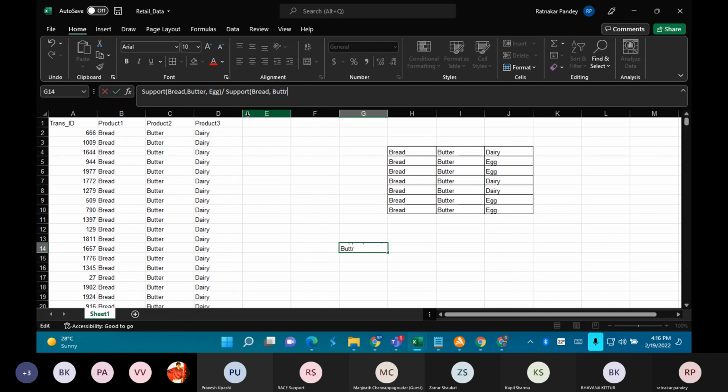and butter, right? So basically what we're trying to estimate over here, Tanmoy and Tejashni, is that given bread and butter has been bought, what is the probability that egg will be bought? You follow the left hand side, right hand side combination. Left hand side is given bread and butter has been bought. What is the probability that right hand side will be bought, which is the egg? Now I'm going to show you that definition.